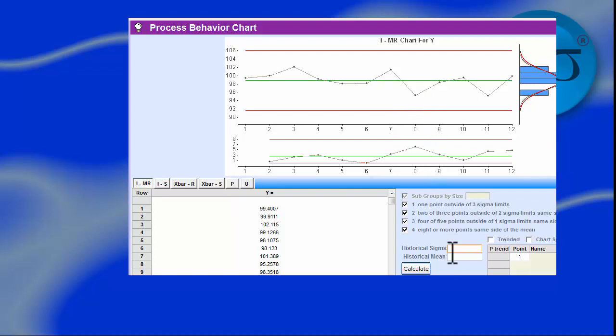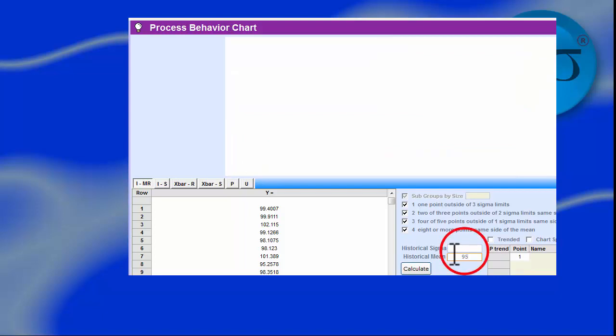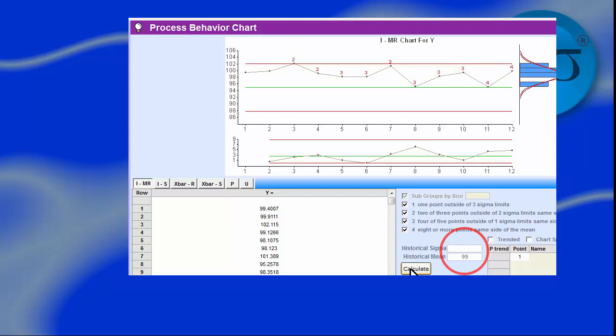So how do you know if it's time to adjust the machine? Well, simple. You put your target in down here. That forces the center line to be the target. And if I've got 12 or 15 data here with no rule violations, then I'll leave the process alone. On the other hand, if I get rule violations like this, I know it's time to adjust.